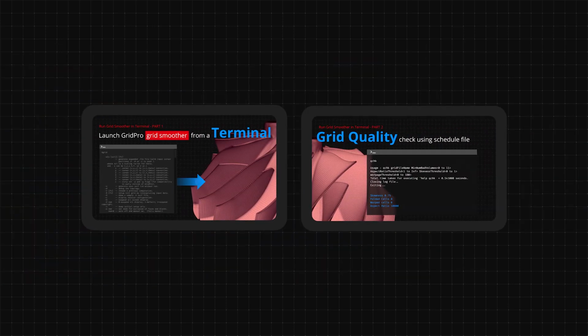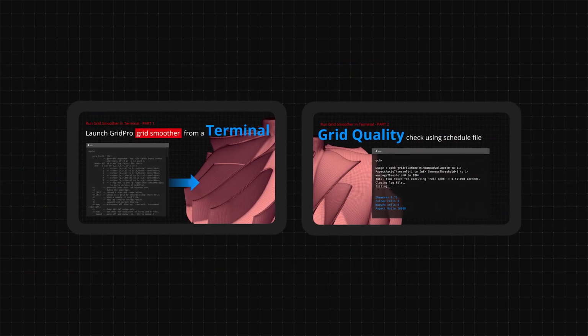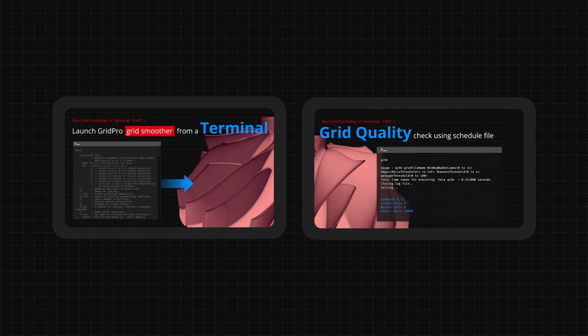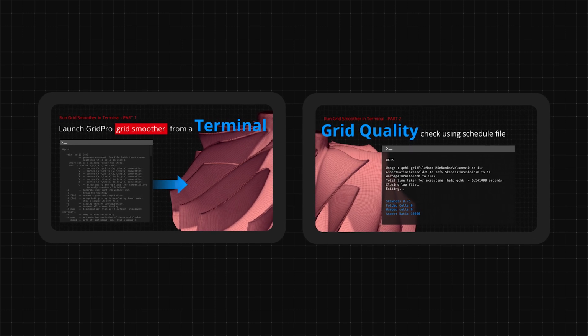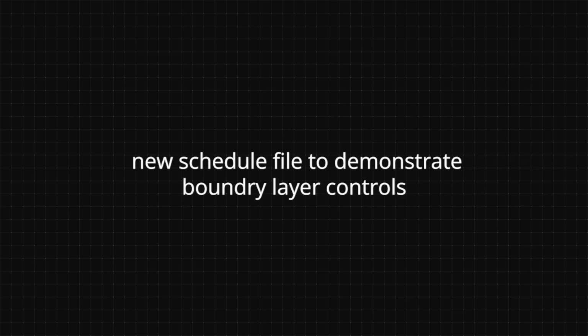In previous videos, we modified the default schedule file to change sweep counts and add grid quality checks. You can revisit those here. Today, we will create a new schedule file from scratch to demonstrate clustering controls. We will continue building on this schedule file in our upcoming videos to show more controls over the grid generation.